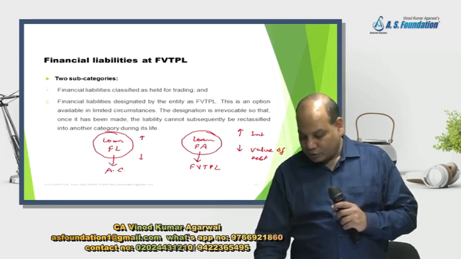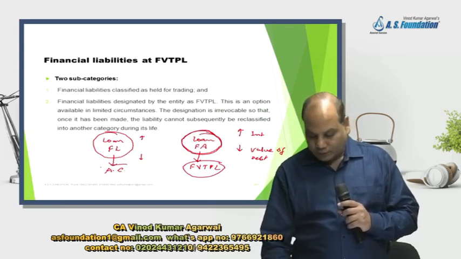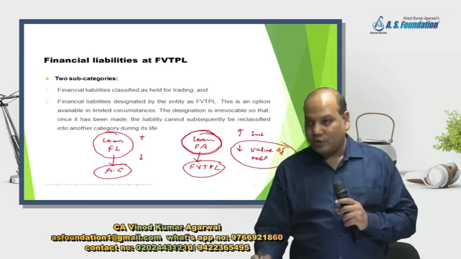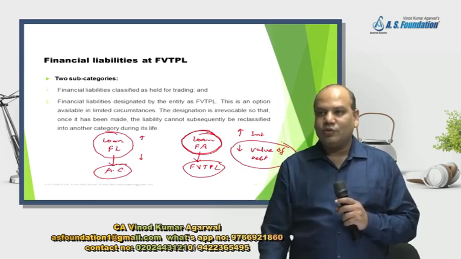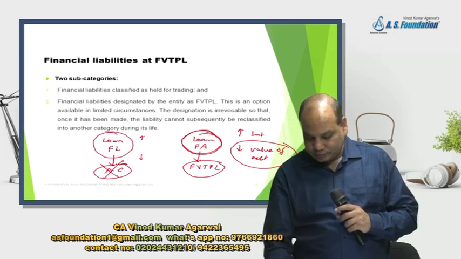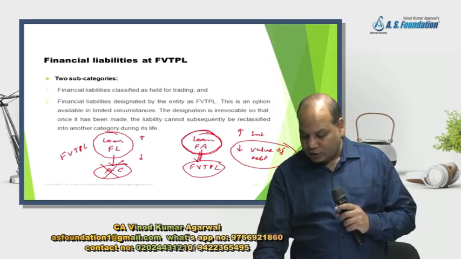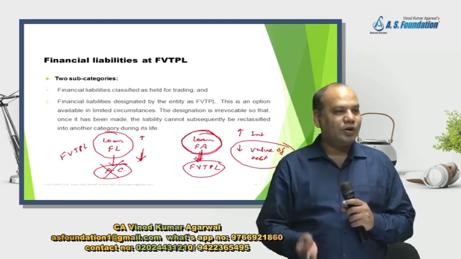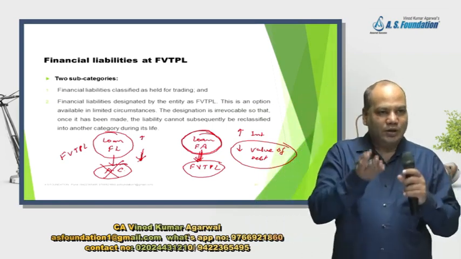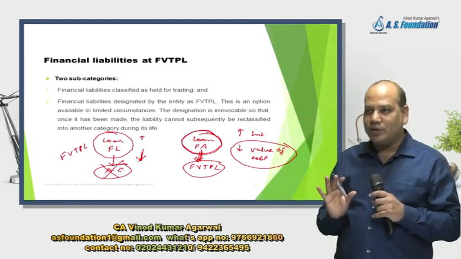So what will happen? If you follow FVTPL for this asset only and follow amortized cost for this instrument, then you will have to book the loss for the loan asset. But no such loss will be booked for the liability. But if you value this also at FVTPL, the value of your asset will decrease, and the value of your liability will also decrease if the rate of interest goes up. Yes or no? Value of your asset and liability both will decrease if the rate of interest goes up. Higher the discount rate, lower the present value.